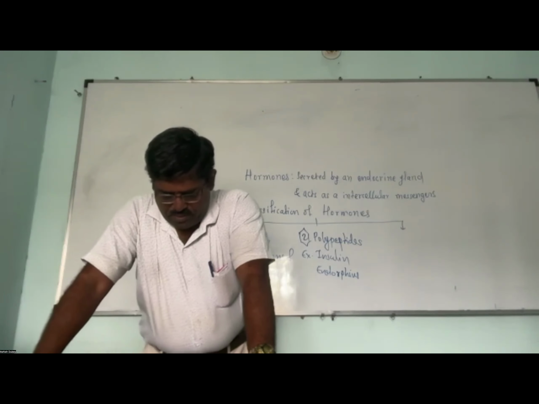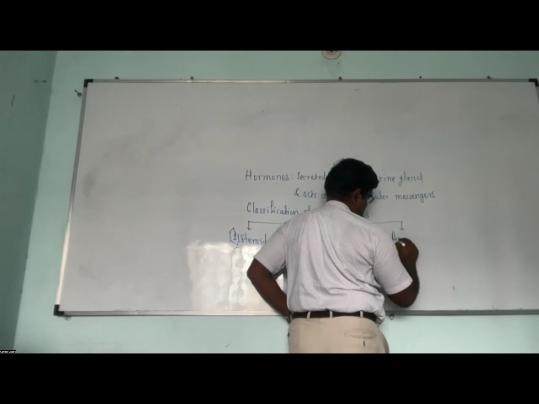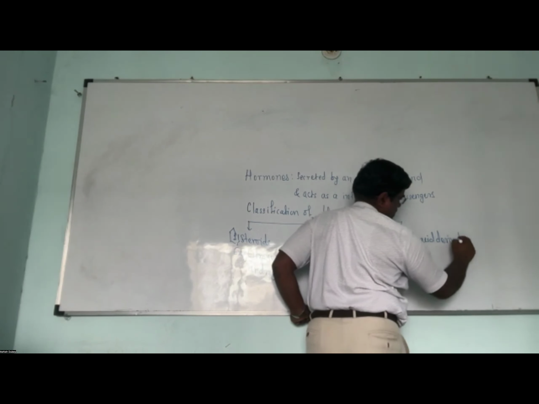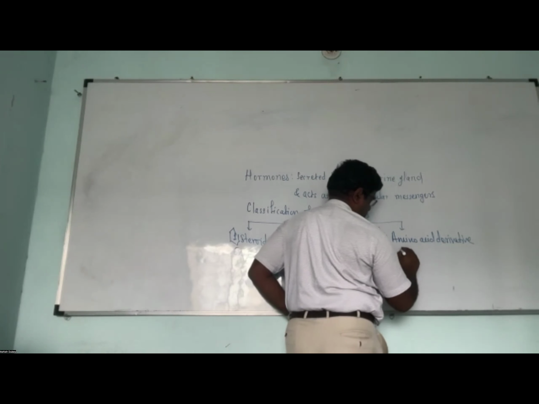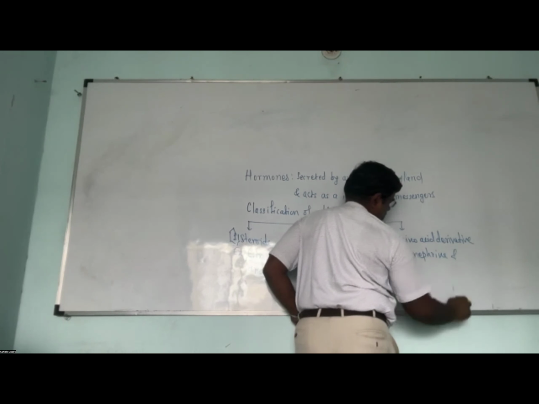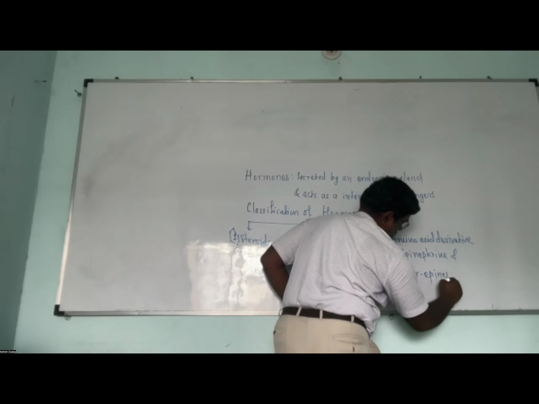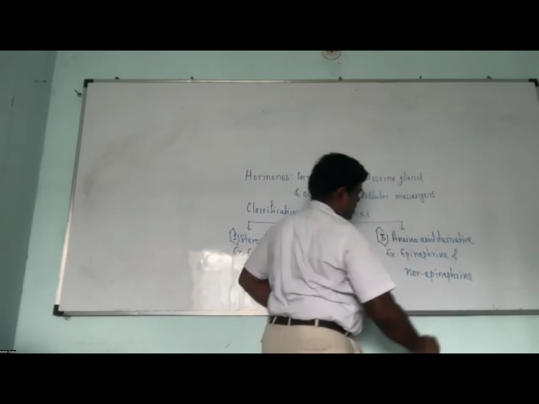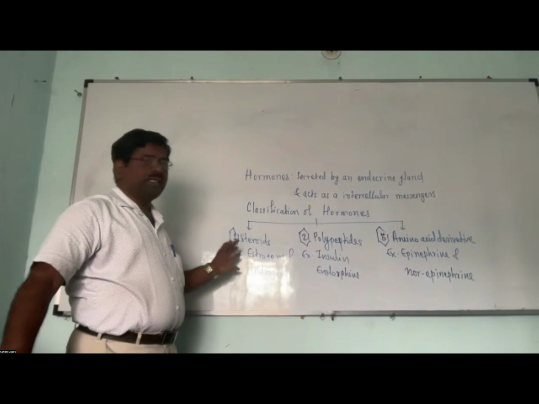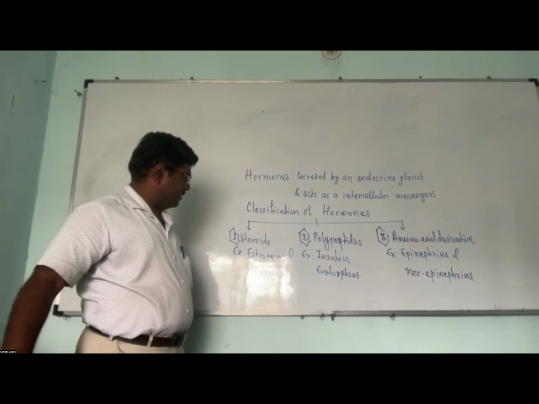Thirdly, they are classified as amino acid derivatives. The best examples are epinephrine and norepinephrine. So hormones are basically classified into three categories: first, steroids; second, polypeptides; third, amino acid derivatives.